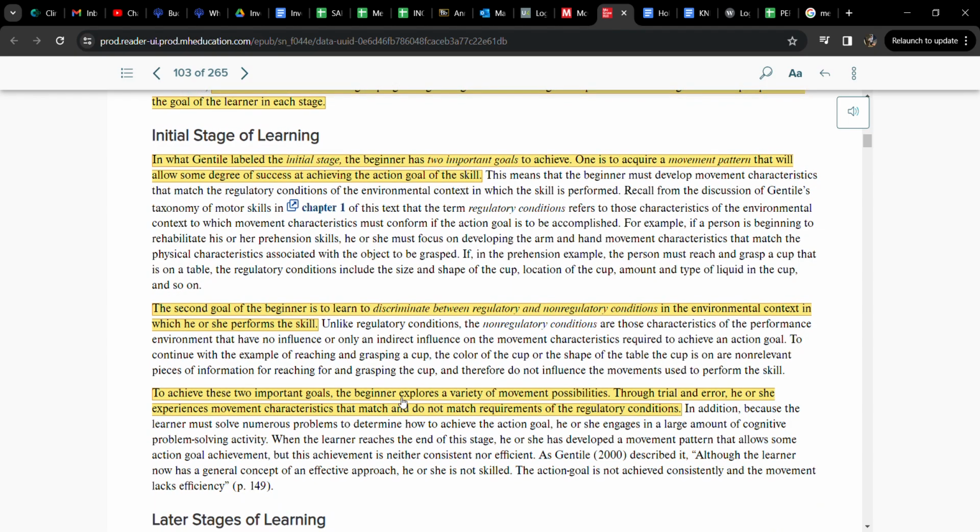To achieve these two important goals, the beginner explores a variety of movement possibilities. You have to pick a movement pattern that works best for you. Then through trial and error, he or she experiences movement characteristics that match or do not match the requirements of the regulatory conditions. Again, thinking about the environmental context, what surface are you on? Do I have to manipulate an object? Does my movement pattern allow me to match the regulatory conditions that are in play for that skill?